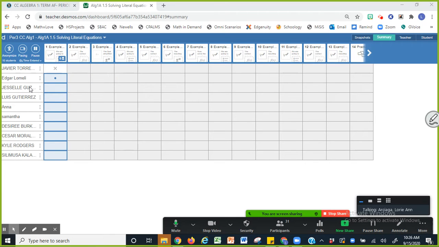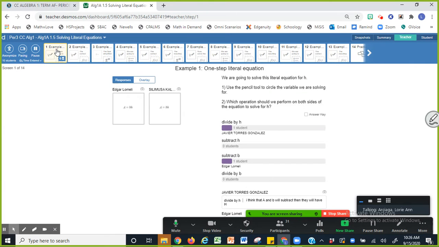Okay, I can see Javier, Edgar, Giselle, Louise, Anna, Samantha, Desiree, Cesar, Kyle, and Silly are on it already. If it doesn't work for you guys, I do understand. So just maybe focus on the Zoom window, and maybe later on when there's a better internet connection, you guys can work on it as well.